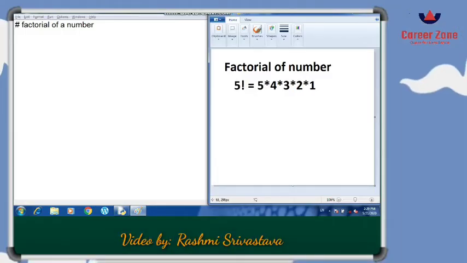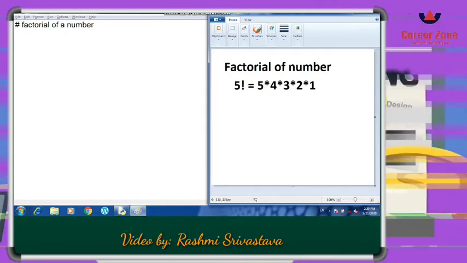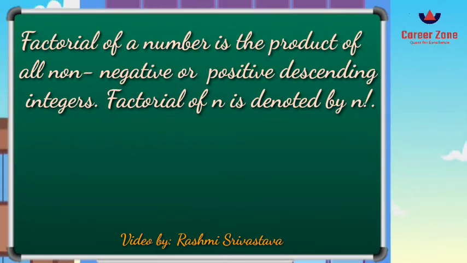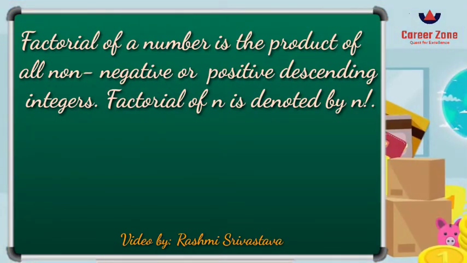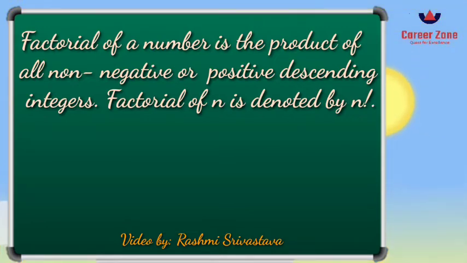So today I am going to show you how you can find the factorial of a number in Python. Before I begin with the coding, I would like to tell you what factorial is and how we can find it for a particular number. Factorial of a number is the product of all positive descending integers, and factorial of n is denoted by n and an exclamation mark. So this is the symbol for how factorial is denoted.